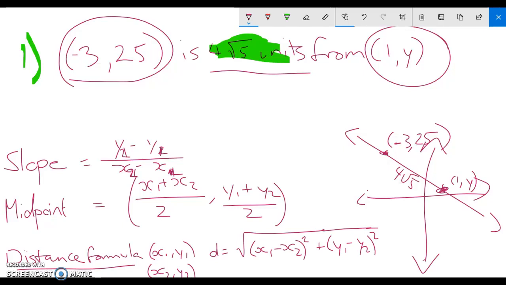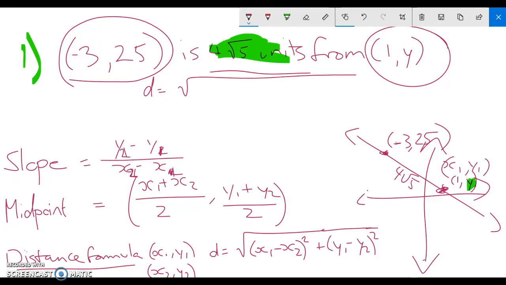So can we use the midpoint formula? Well, we could, but we'd be using this value for y, and we don't know what it is, so it actually wouldn't help that much. Could we use the slope? Again, we could, but we'd be using y, so it's not much use. So we're going to use the distance formula.